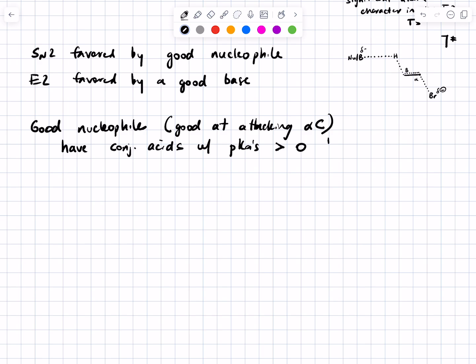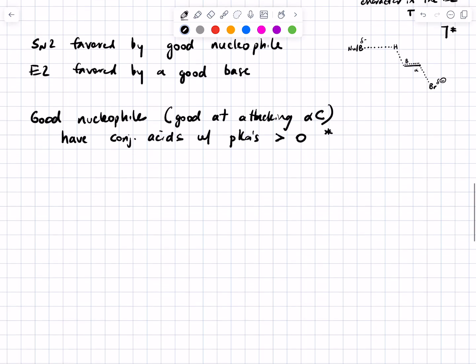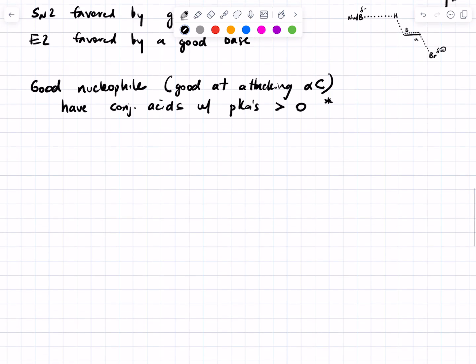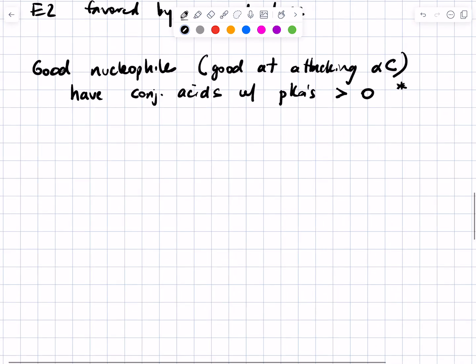I'm going to put an asterisk on that because there are a handful of good nucleophiles whose conjugate acids have pKa's less than 0. But in general, that's a decent rule. So what would be on this list? Good nucleophiles whose conjugate acids have pKa's greater than 0.